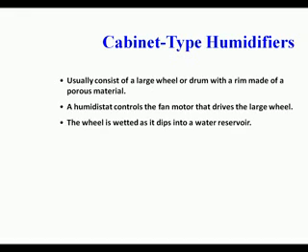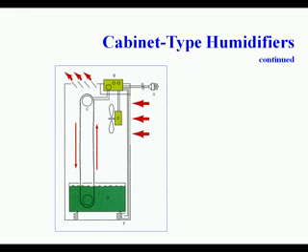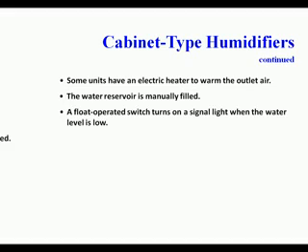The cabinet-type humidifiers usually consist of a large wheel or drum with a rim made of porous material. A humidistat controls the fan motor that drives this large wheel. The wheel is wetted as it dips into the water reservoir. Air flows through the wet rim and absorbs most of the moisture, adding moisture to the air. Some units have an electric heater to warm the outlet air.